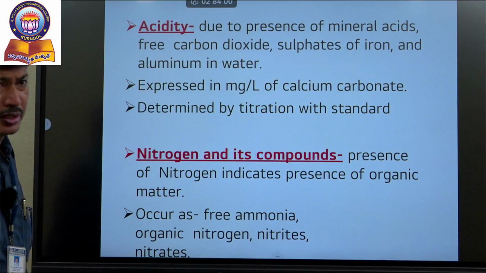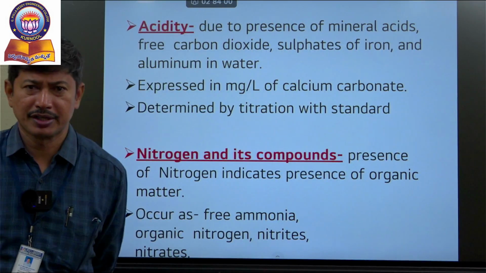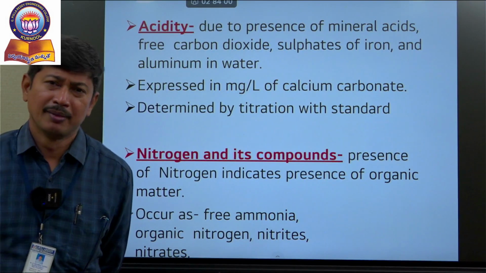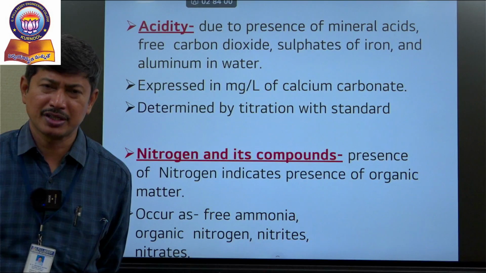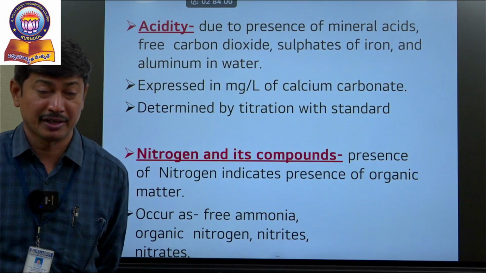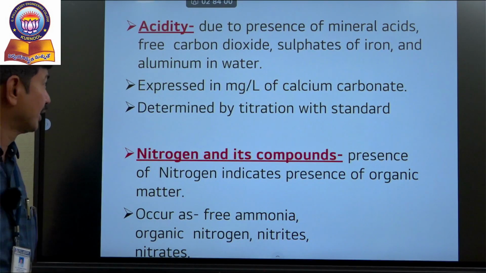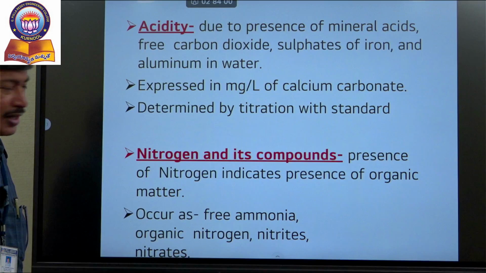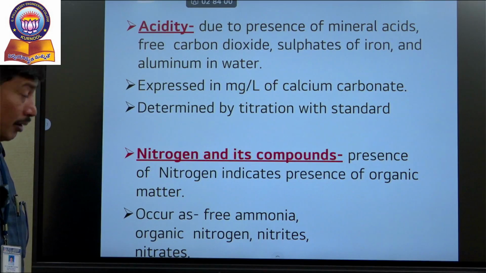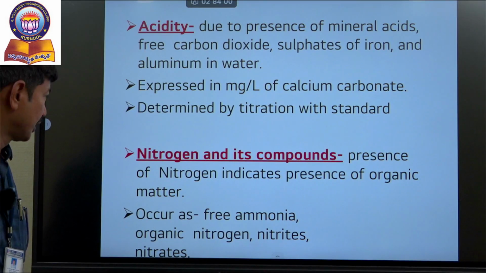Acidity is mainly of two types, mineral acidity and carbon dioxide acidity. Mineral acidity comes mainly from industries, and carbon dioxide acidity is from nature. It is measured by titrating with NaOH, adding methyl orange indicator and phenolphthalein indicator.